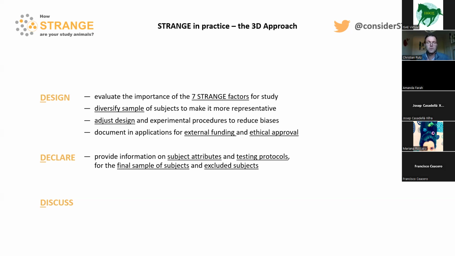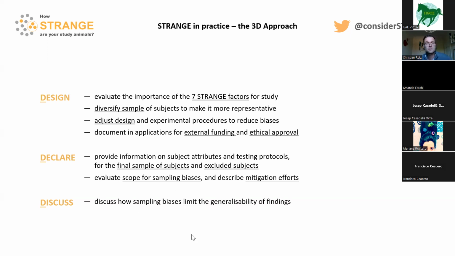In the example with the capuchin monkeys, for example, that would mean we would declare that we have only tested one particular personality type, but inadvertently excluded another. We also think that in papers, it's important to evaluate scope for sampling biases more generally and describe any mitigation efforts, such as extending habituation time or testing time for some subjects.